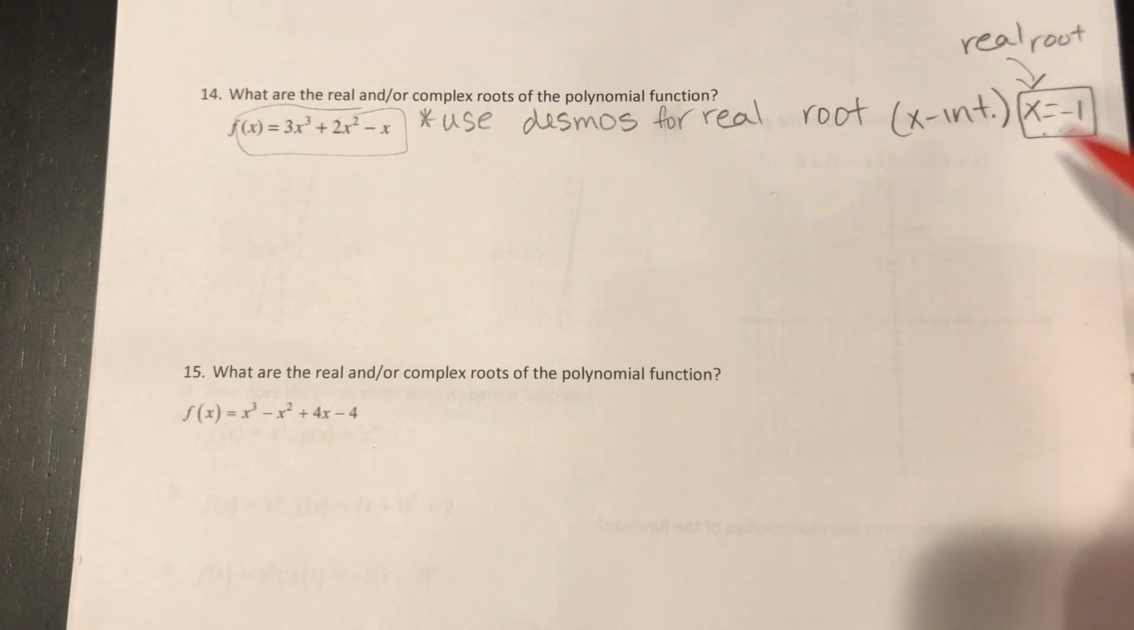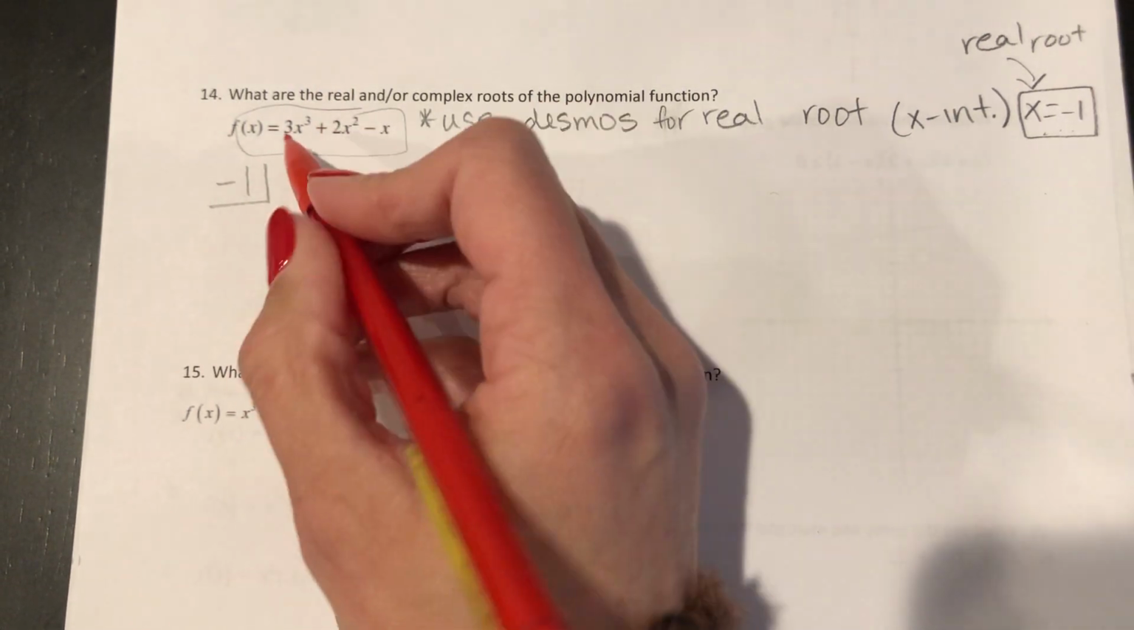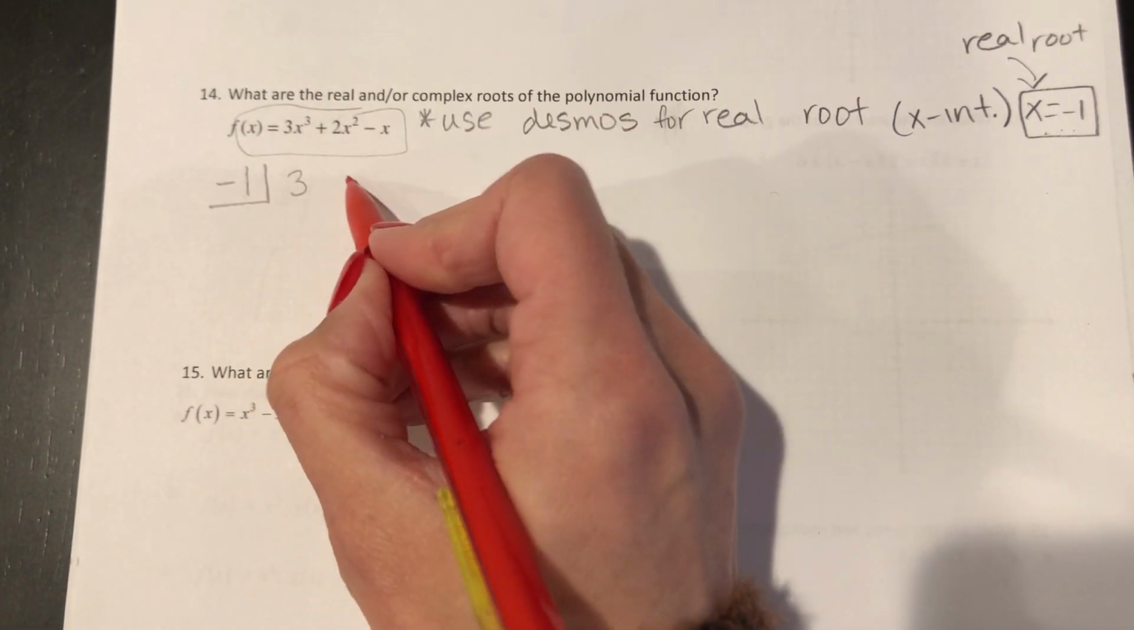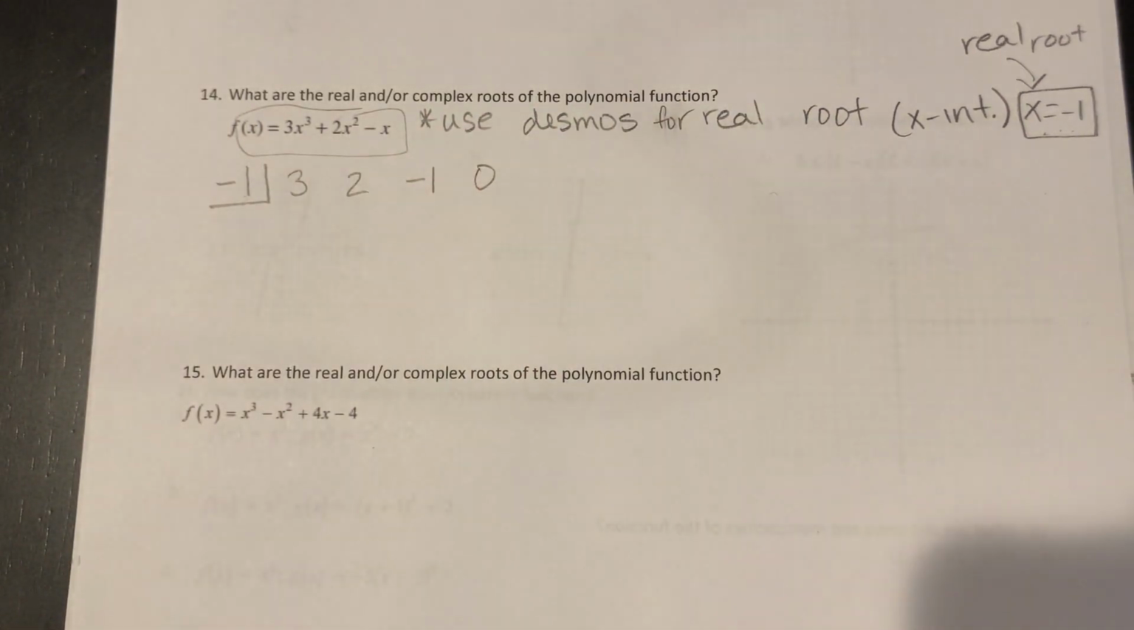And then I'm going to use that real root to find the other roots. So I'm going to use -1 as my divisor and use synthetic division here. It's missing that constant, so I have to fill in a 0 there.